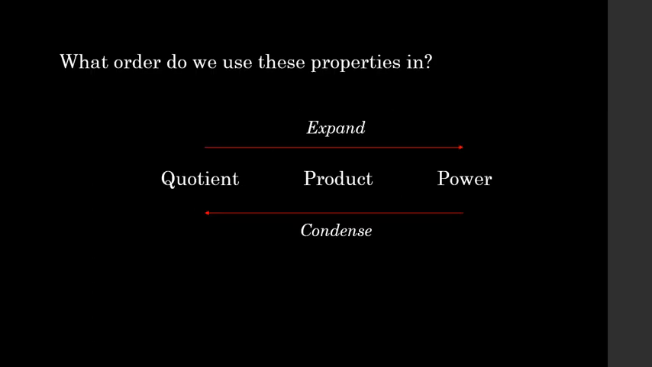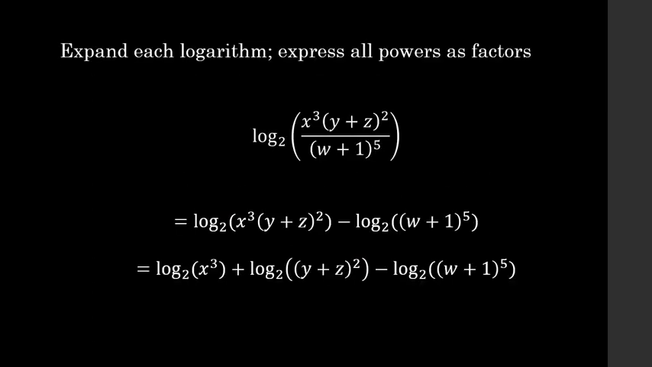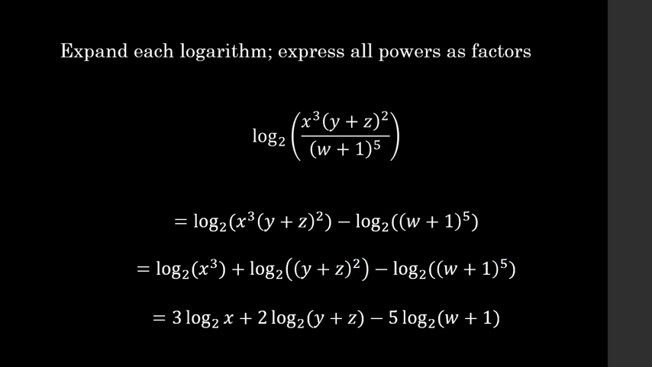Now we go on to our power property. So we see we have exponents on these things here. These exponents are on the thing that's inside of the log, not on the entire log itself. So we can pull these exponents out front. And when you do that, you get 3 times log base 2 of x plus 2 times log base 2 of y plus z minus 5 times log base 2 of w plus 1. So there's our first sample problem here with expanding logarithms.